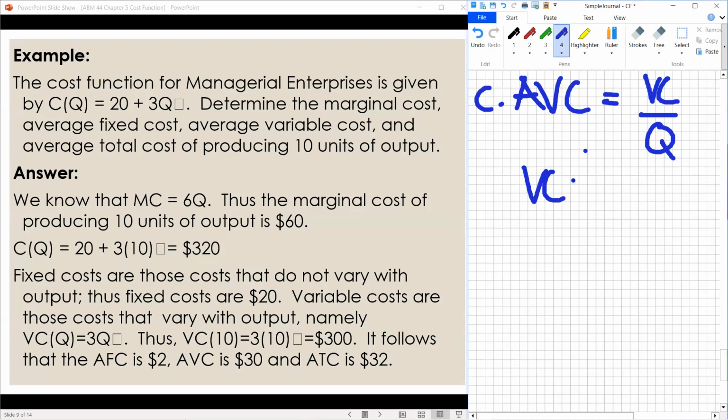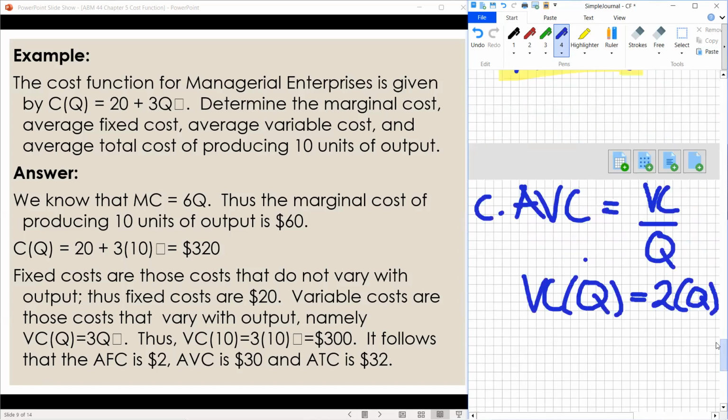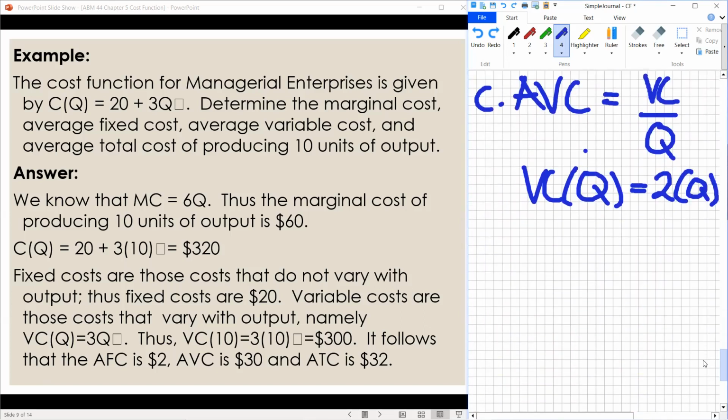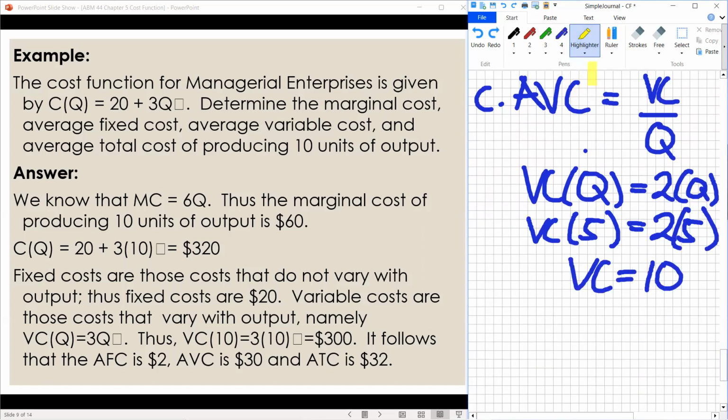So variable cost is more likely our 2Q. So I guess that's it based on our formula here. This is variable cost given it has a variable, which is the quantity. So that is 2Q here. So let's try to solve it using the quantity of 5. So 2 times 5 will get a 10. So variable cost is equal to 10. So we have solved the variable cost.